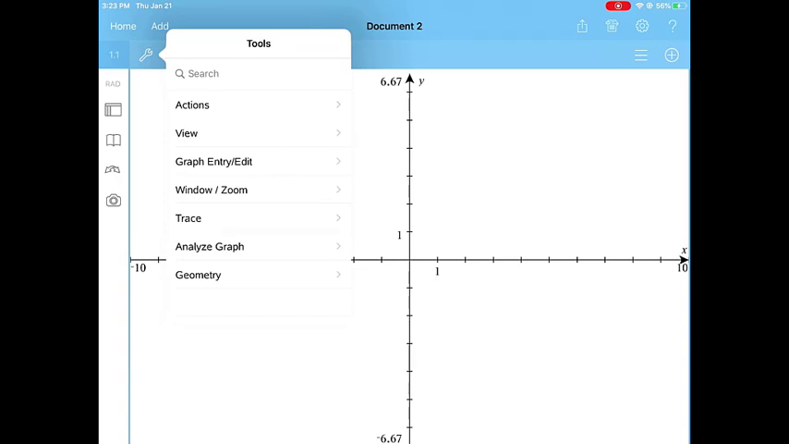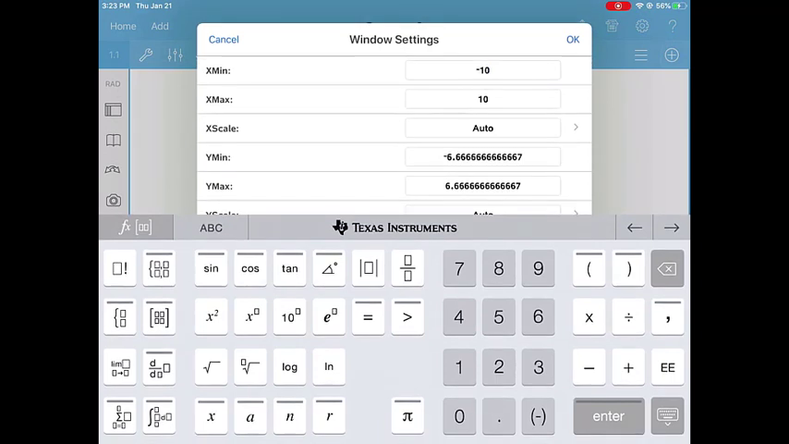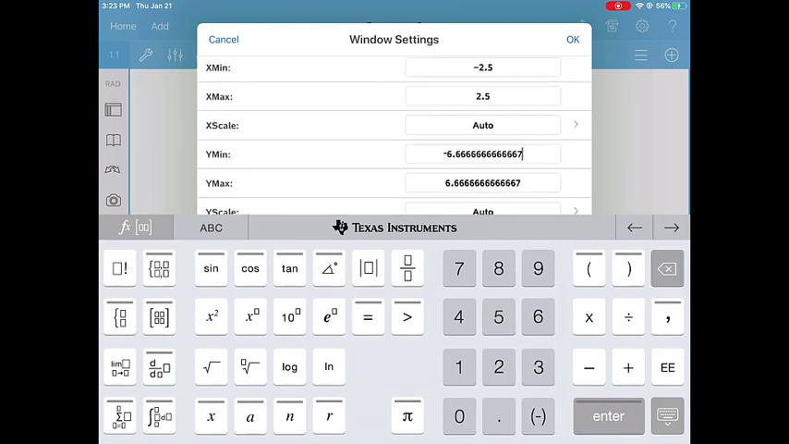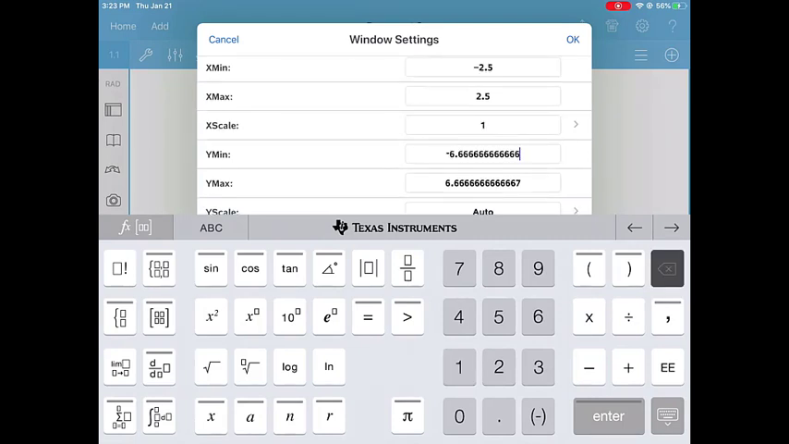We're going to go up to the settings on this, and I know my phone is in a little bit different spot, but that would be over in your Window settings, and you're going to change X-min to negative 2.5 and X-max to 2.5. I also change it from auto to a scale of 1, because that's the way the graph paper that I provide for you is marked. That way it's easier for you to see what's going on. I'm going to do the same thing with Y-min at negative 2.5, and then change the Y-max to 2.5.